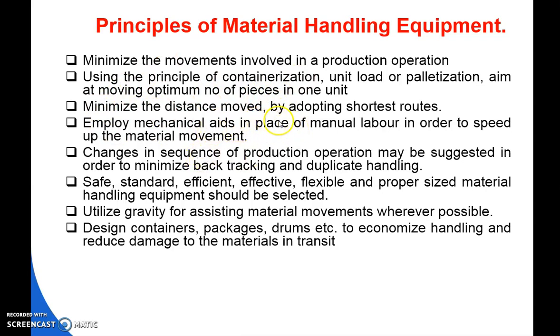Minimize the distance moved by adopting the shortest routes. We have to provide the shortest route for the production system for material handling. Change the sequence of production operations so that there is minimum backtracking and duplicate handling. While moving material from one department to another, we may be moving the handling equipment in a backward as well as a forward direction, so backtracking of material should be avoided.